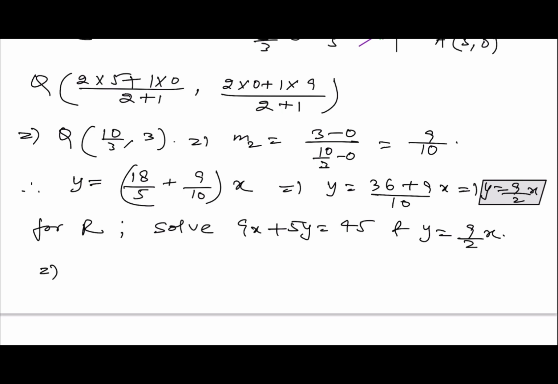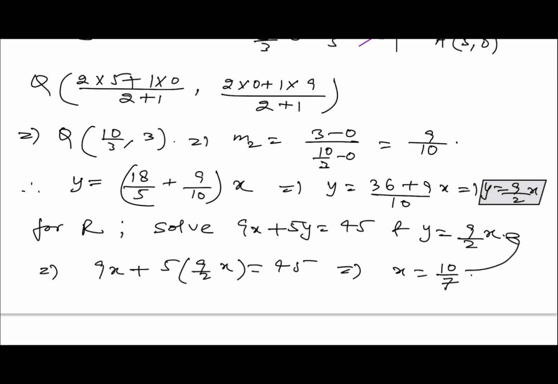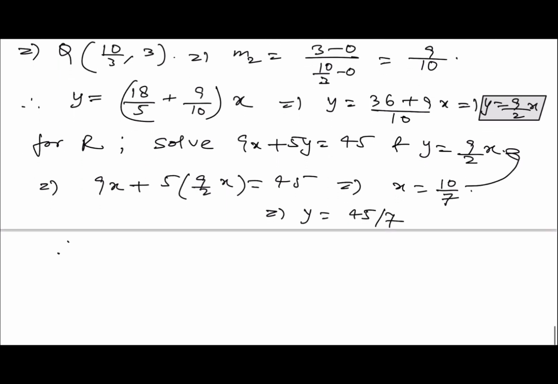So from here, 9x plus 5 into 9 by 2 x is equal to 45. So from here x is equal to 10 by 7, and if I put x in this, y will be 45 by 7. So R is 10 by 7 comma 45 by 7.